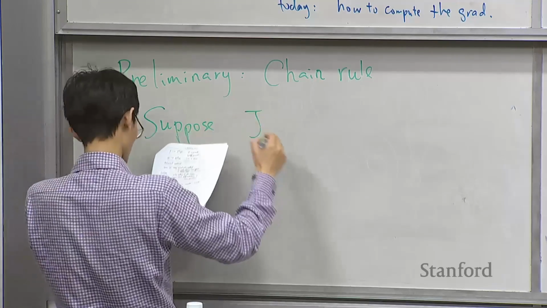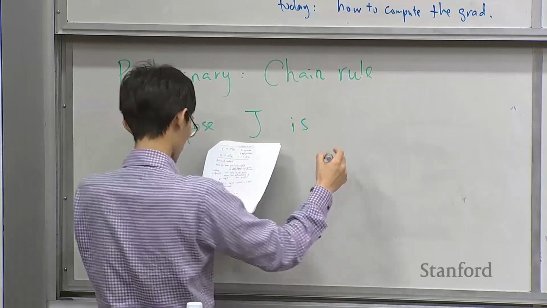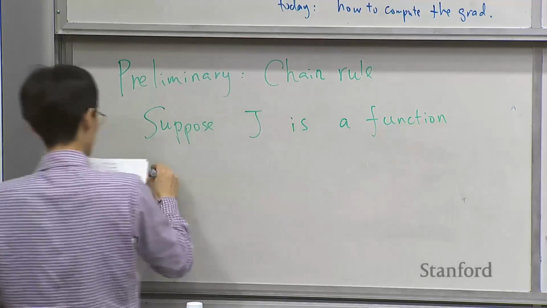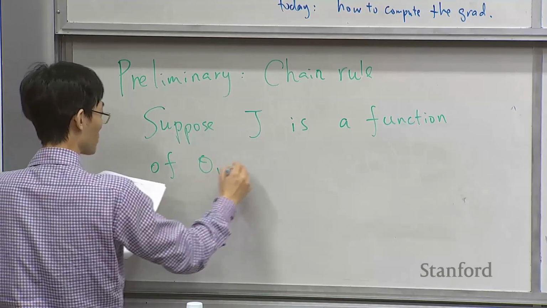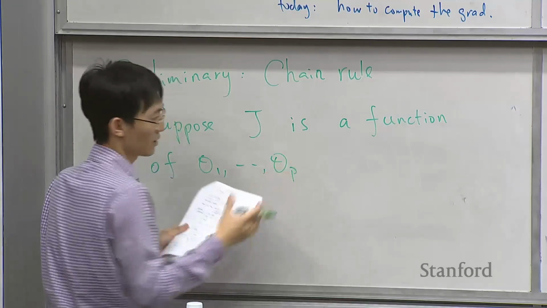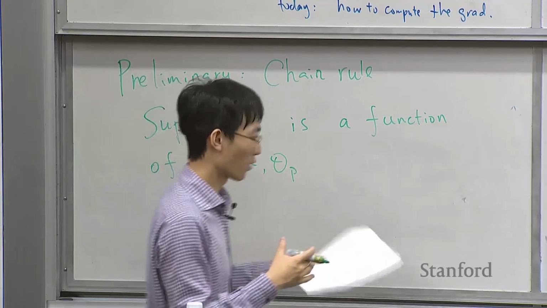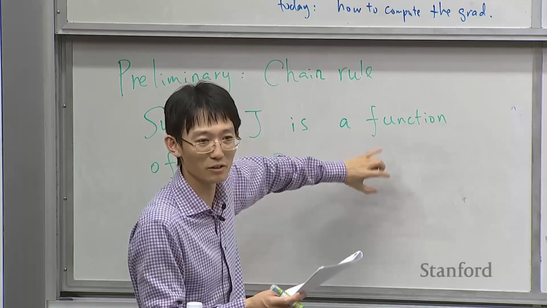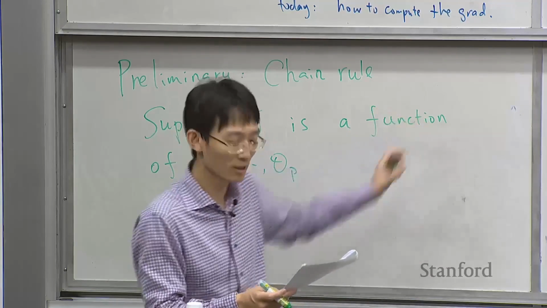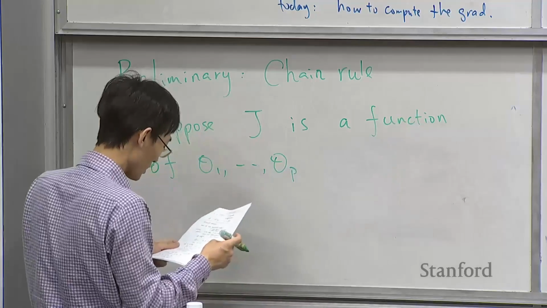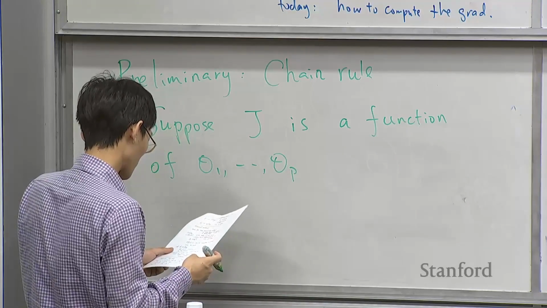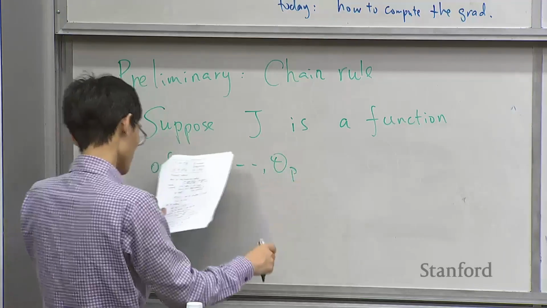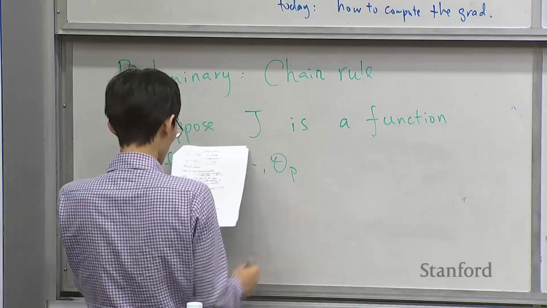So for the purpose of this course, suppose J is a function of theta 1 up to theta p. I'm trying to use notations as close as possible to our final use case, even though this part is supposed to be abstract. All the notations are just symbols, but I'm trying to use similar ones to avoid too much confusion. So suppose J is a function of a bunch of parameters, a bunch of variables.